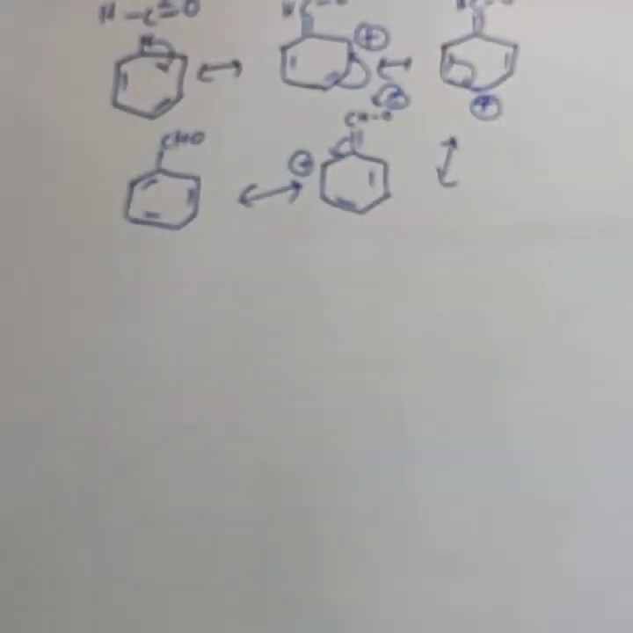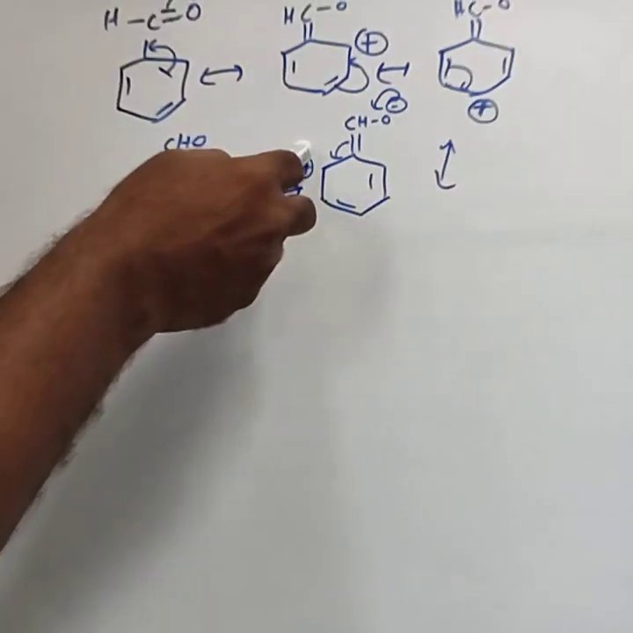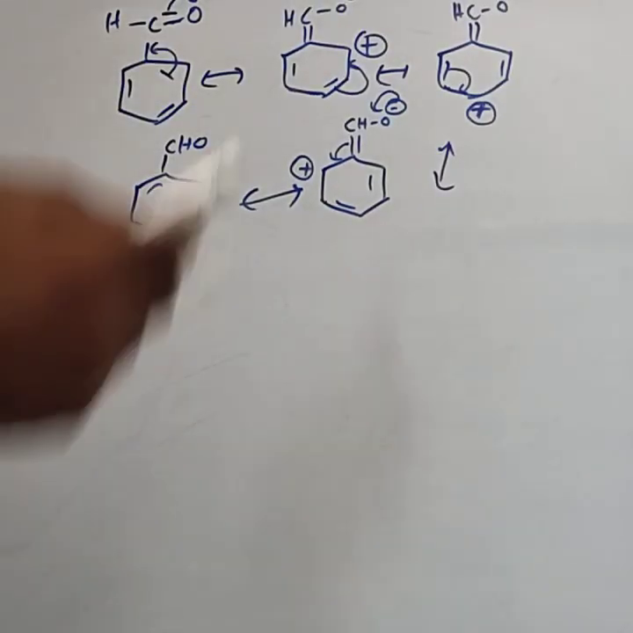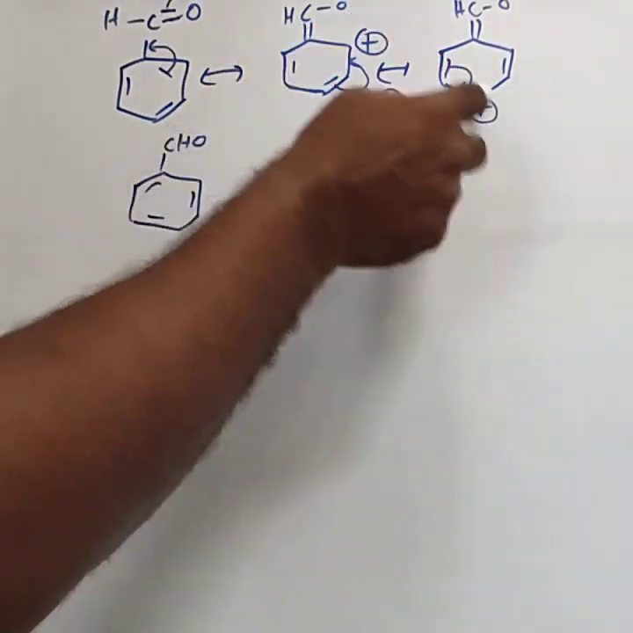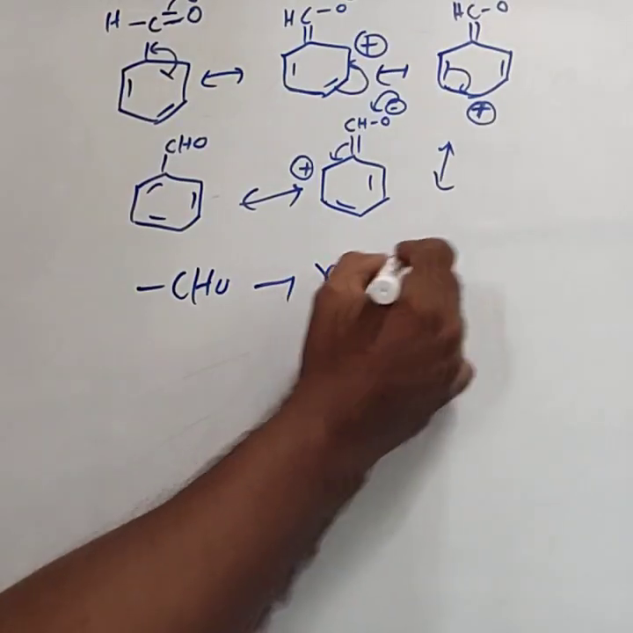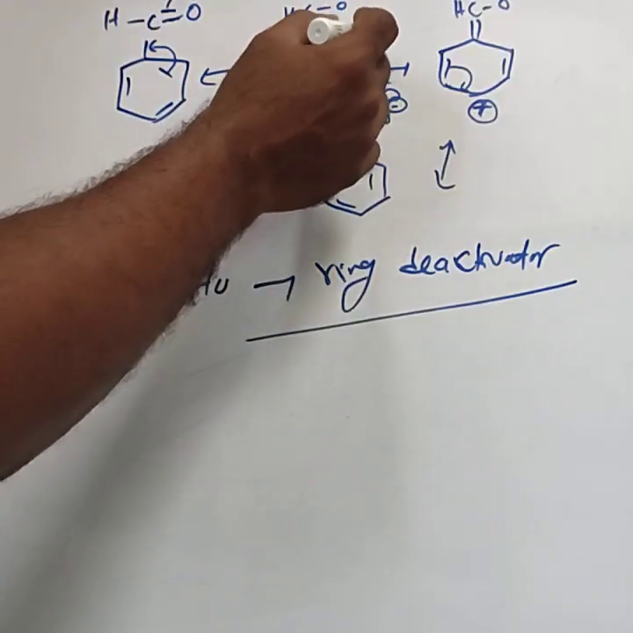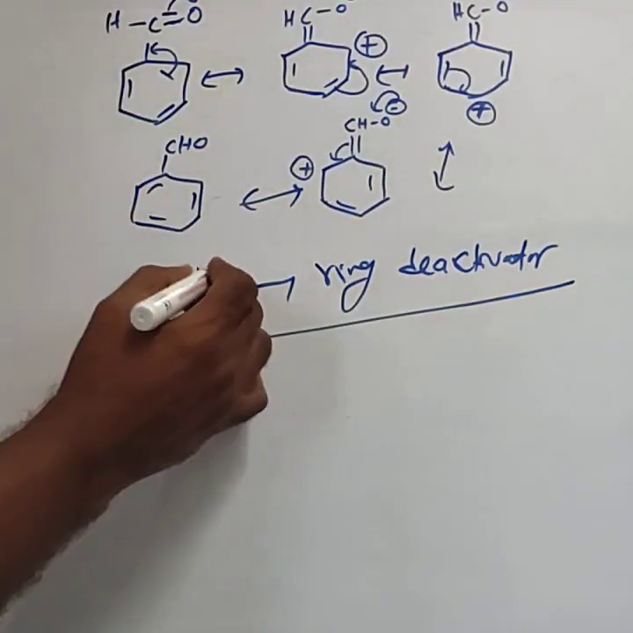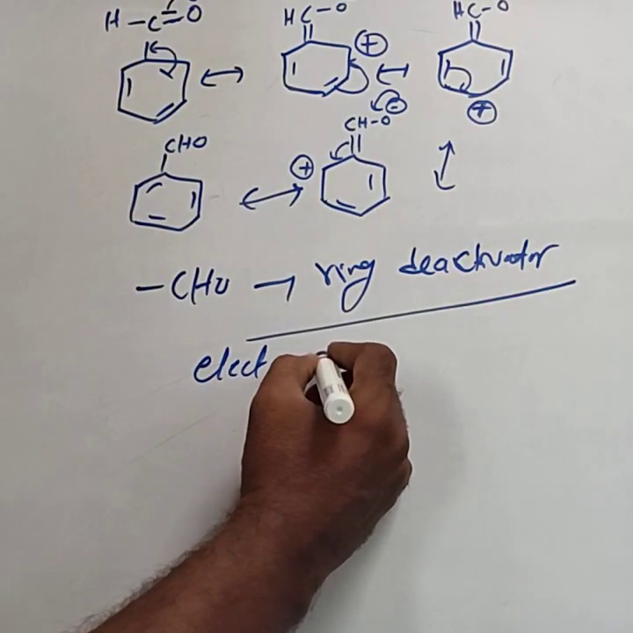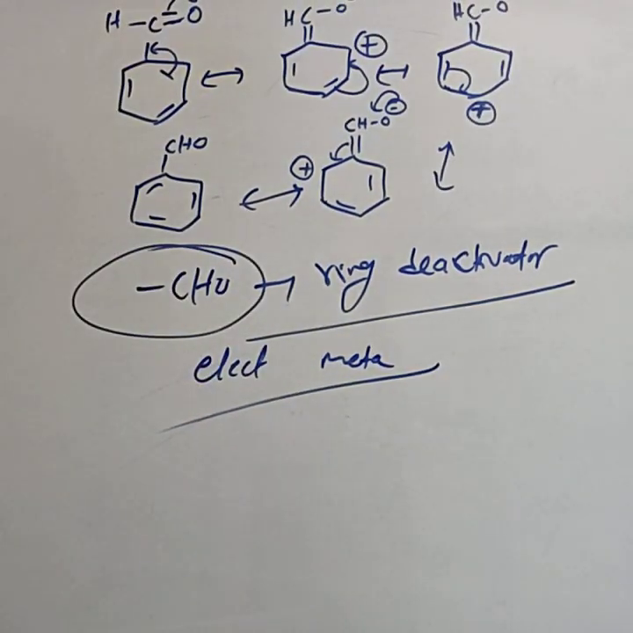You observe in the resonance structures of benzaldehyde that at the ortho and para positions, a positive charge arises. Hence, the incoming electrophile does not prefer to add at the ortho and para positions. The CHO group is a ring deactivator because it decreases the electron density at the ortho and para positions. Due to that ring deactivating nature, the incoming electrophile prefers to add at the meta position only. Hence, CHO is meta orienting.